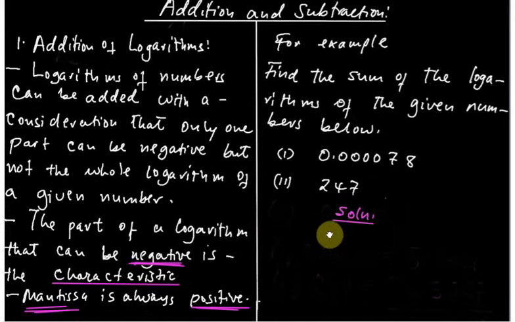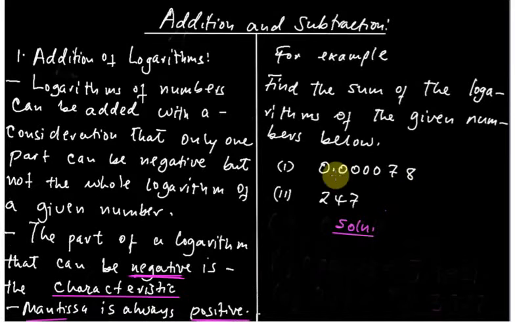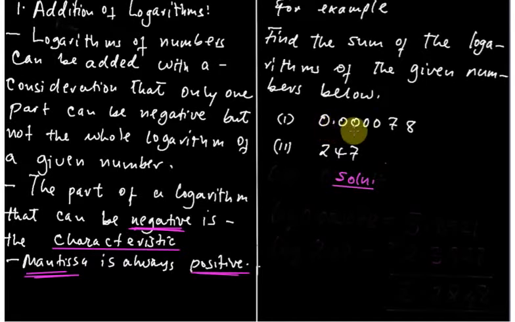Now let us go for one example. If we are given a task like this: find the sum of the logarithms of the given numbers below. Number one is 0.00078, and number two is 247. You are going to find the logarithm of this number and the logarithm of this number, and then add the logarithms, because we are looking for the sum. Do not find the sum of these two numbers, but the sum of their logarithms.